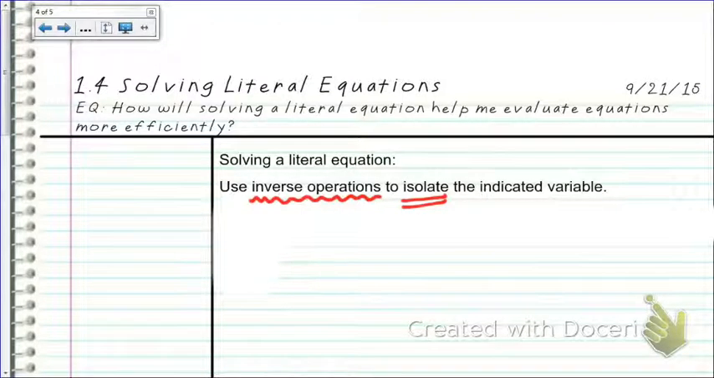So you are going to get an equation or a formula that has more than one variable in it. And then I'm going to tell you, solve for y. And you're going to use inverse operations to get y by itself. Okay?